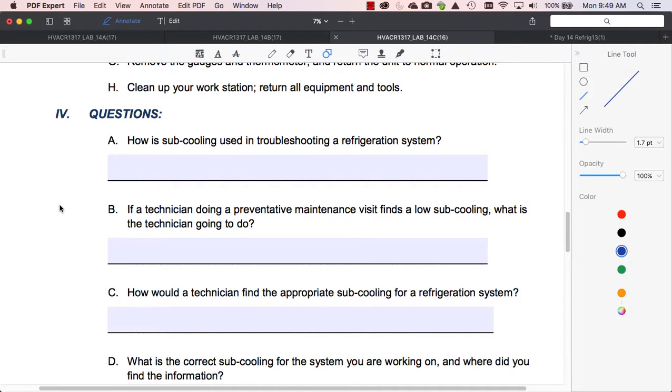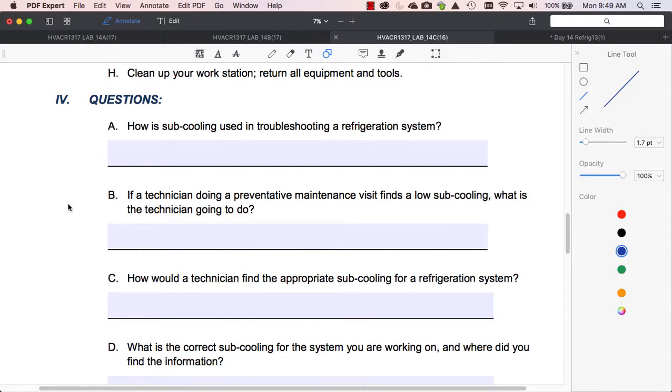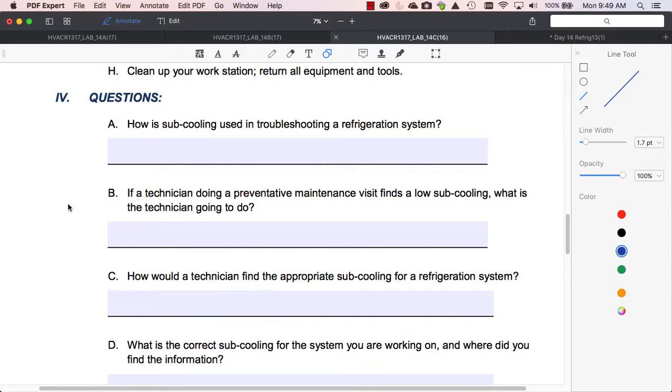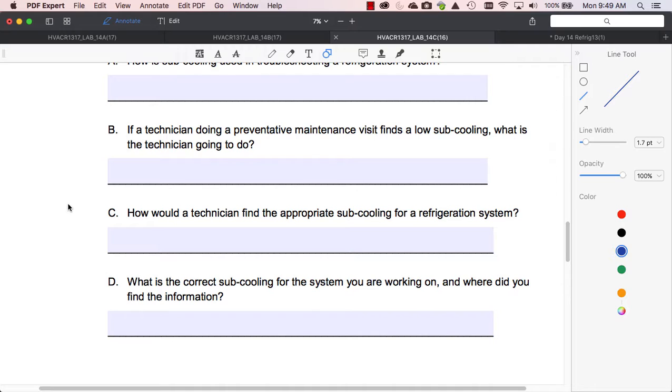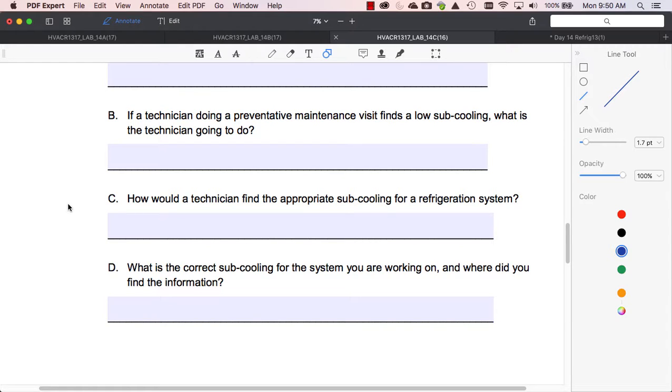If a technician doing preventative maintenance finds low subcooling, what's the technician going to do? I would probably go ahead and take the rest of the pressures, and I would also be looking at the cleanliness of that condenser. Look at airflow. How would a technician find the appropriate subcooling for a refrigeration system? Technical specifications from the manufacturer, or actually look inside if there's a cover on the piece of equipment. Take a look inside the cover. A lot of times it's there.